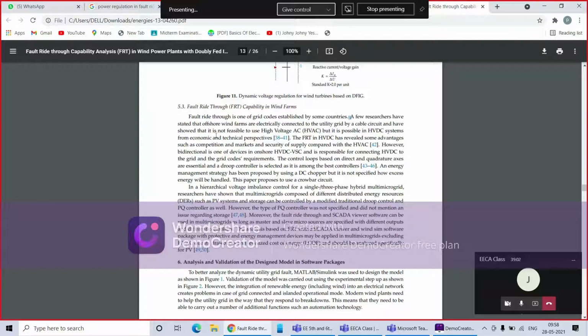A few researchers have stated that offshore wind farms are electrically connected to the utility grid by a cable circuit and have shown that it is not feasible to use high voltage AC, but it is possible in an HVDC system from an economic and technical perspective. So first you will go through this, then we will see.